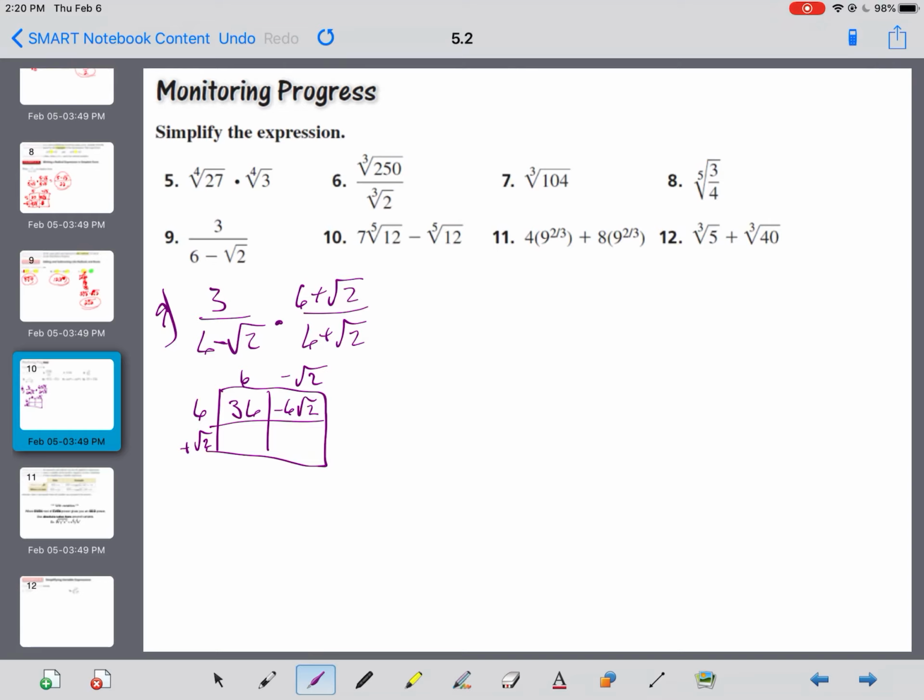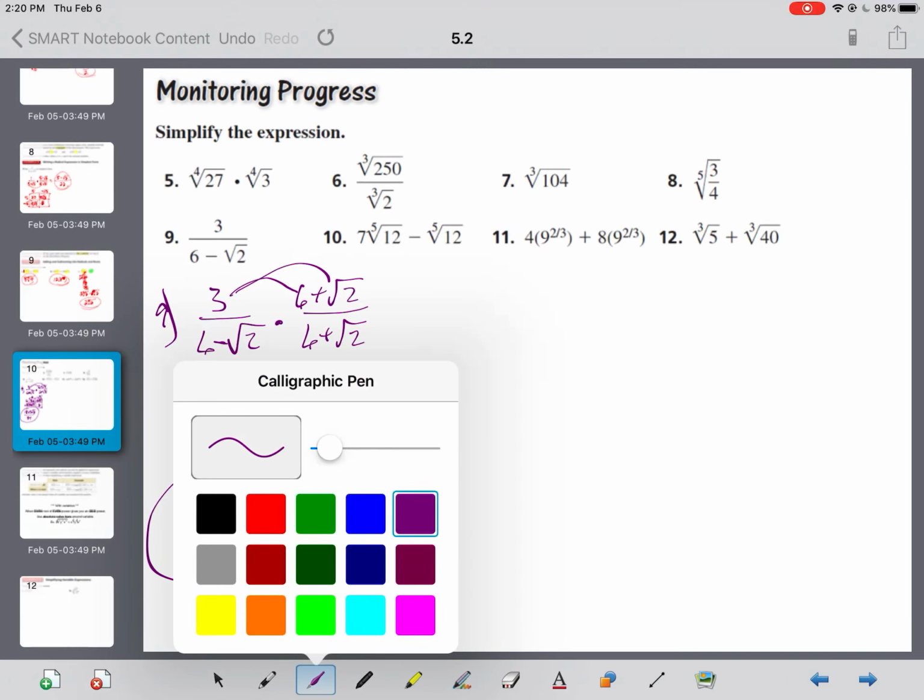6 and 6 is 36, negative 6 square roots of 2, positive 6 square roots of 2, negative 2. Those cancel. So that's going to be 34. All right, so 34 on the bottom. 3 times 6 is 18, plus 3 times the square root of 2 is 3 square roots of 2. The 3 does not have a 2 that goes into it, so 3 doesn't go into 34, so we are stuck right there.